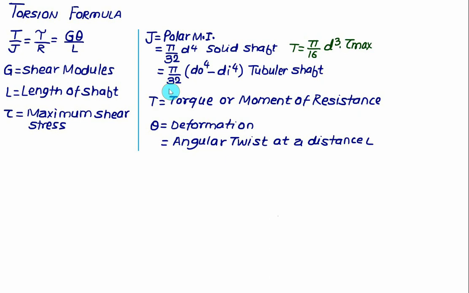And in the case of the hollow shaft, the polar moment of inertia is given as pi by 32 into do to the power 4 minus di to the power 4. Do represents the outer diameter, di represents the inner diameter, and for the hollow shaft our quick formula is torque equal to pi by 16 multiplied by do cube into 1 minus k to the power 4 multiplied by the maximum shear stress, where the constant k will be equal to di divided by do.